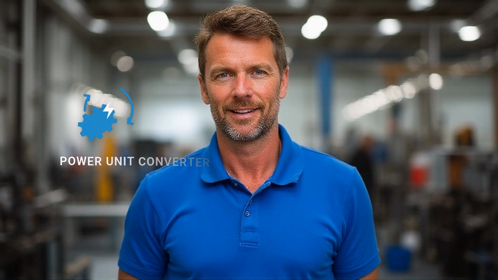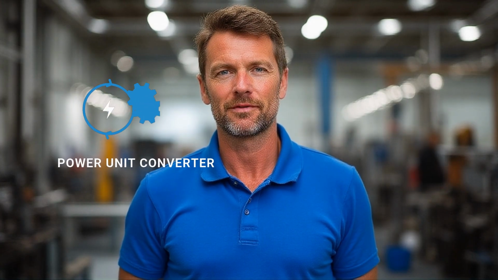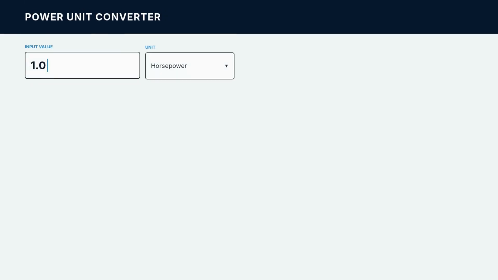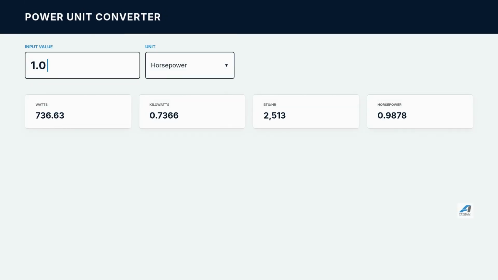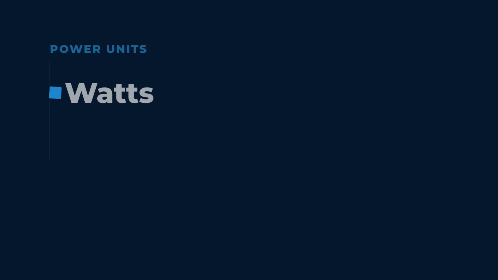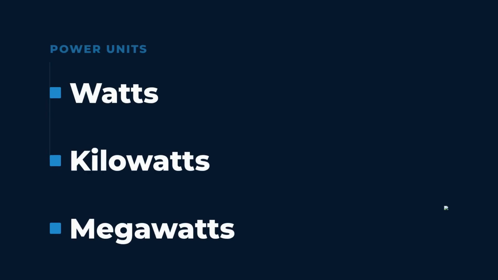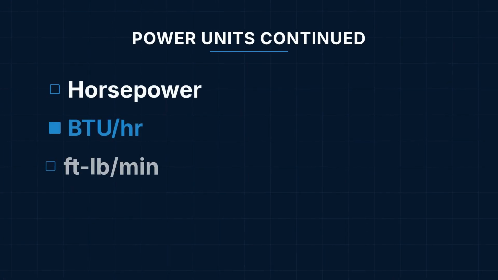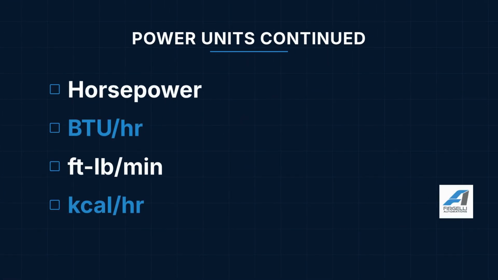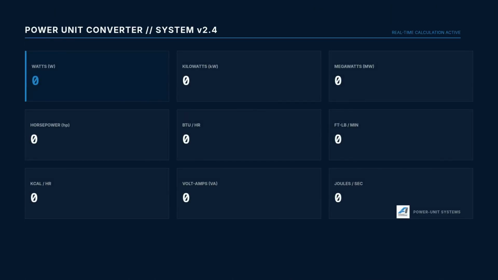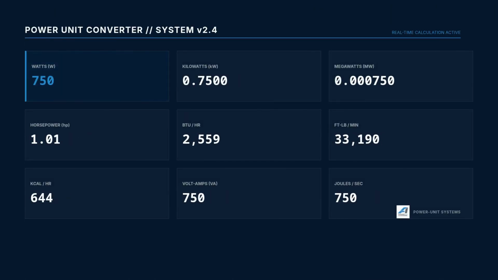There's a better way. This powerful tool simplifies every single engineering conversion instantly. This power unit converter lets you enter any power value, select your starting unit, and instantly see the result across 7 common power units: watts, kilowatts, megawatts, BTU per hour, foot-pounds force per minute, and kilocalories per hour. Everything updates in real time as you type. No buttons, no reloading, just immediate answers.